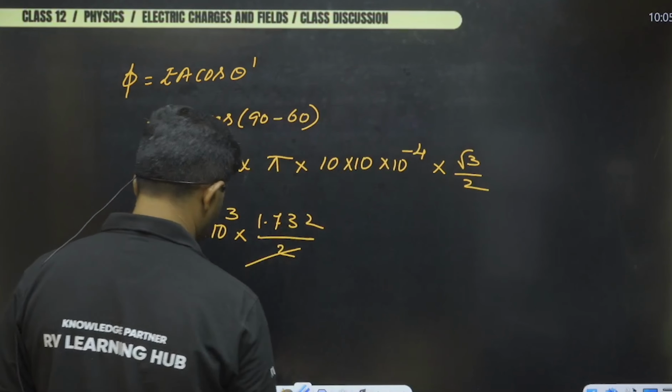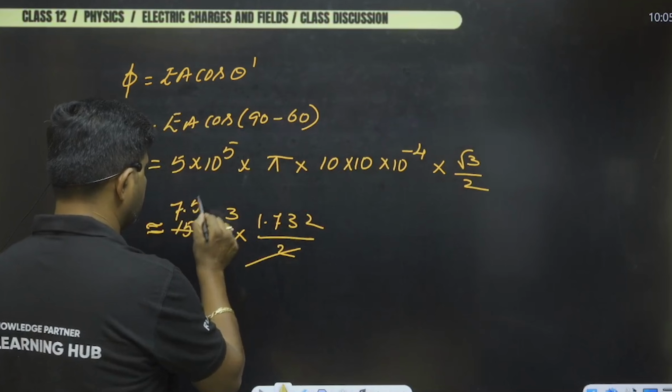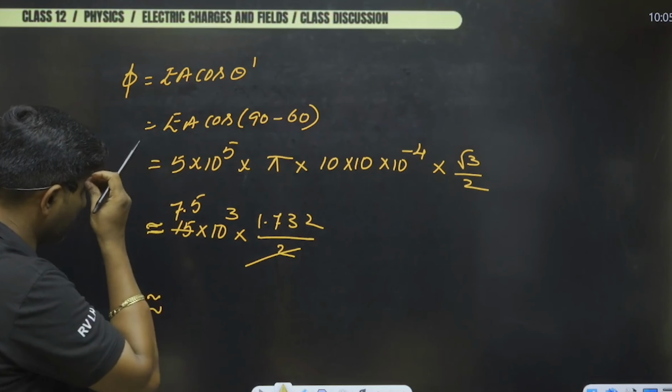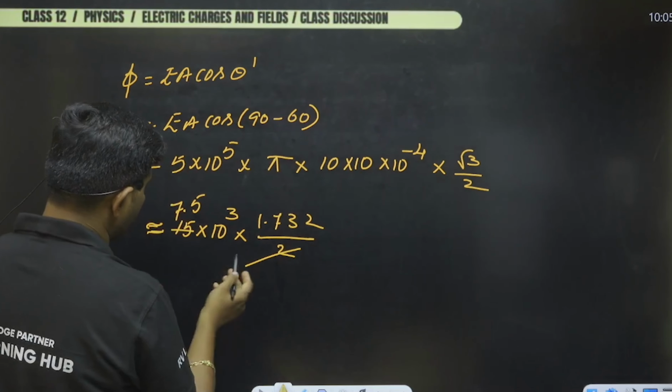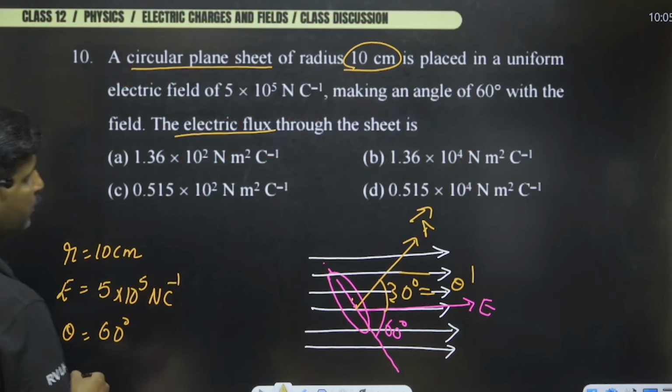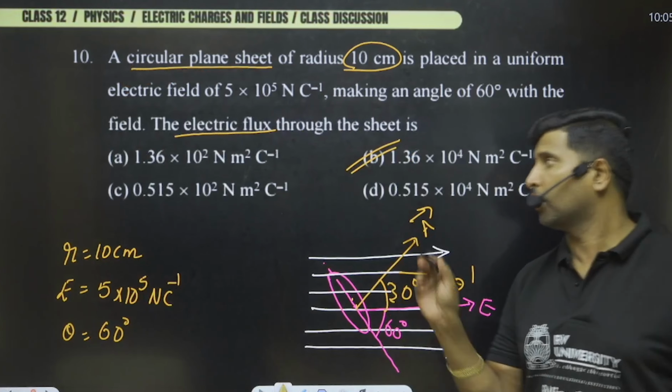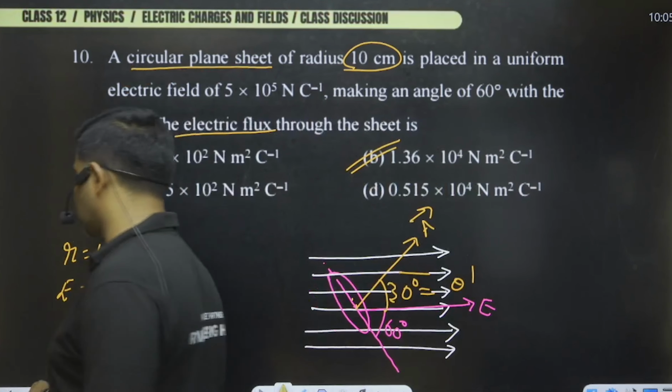You will get 7.5. Then you will get approximately 13.6 something. You will get 13.6 into 10 to the power of 3, which is nothing but 1.36 into, if you go for exact calculation, then you will get the answer here, 1.36 into 10 to the power of 4 Newton meter square per coulomb. That is the option B as the right answer. Option B is the right answer.